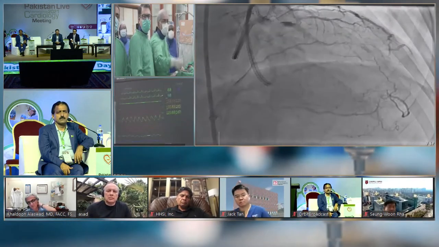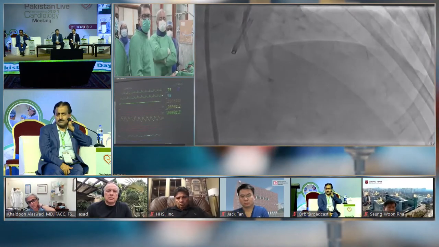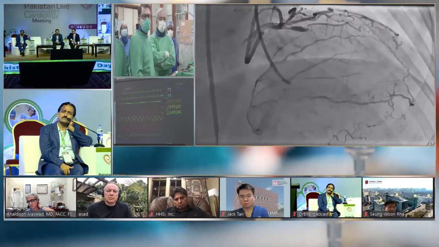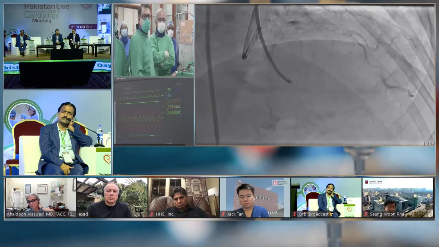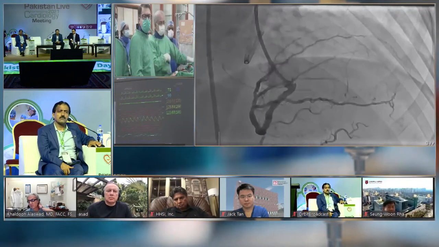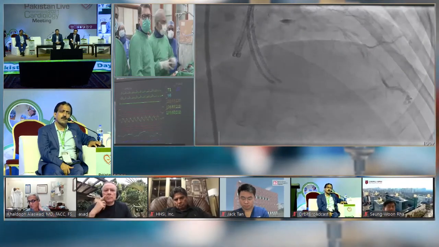The team was really great. They did a great job. They put all these guiders in for us. They have a 7 French XB 3.5 on the left side and a 4 Judkins right guider on the right side. But they have one radial access, one femoral access. So the 7 French is the real estate for us.